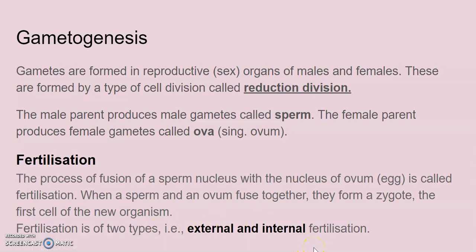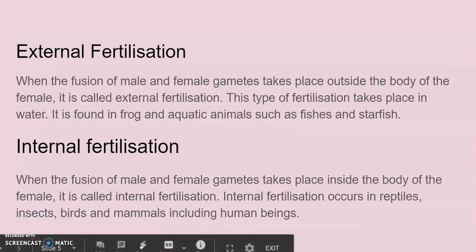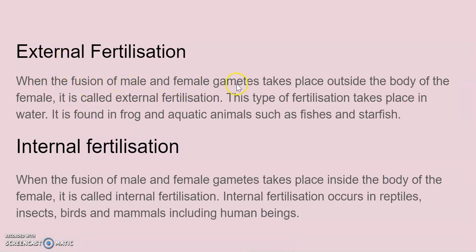Right? So let's learn about these fertilization one by one. So what is external fertilization? External means outside. Right? When the fusion of male and female gametes takes place outside the body of the female, it is called external fertilization.